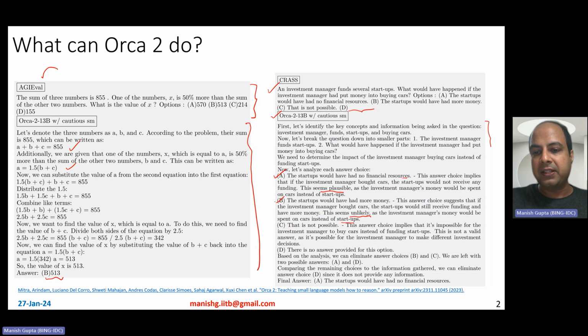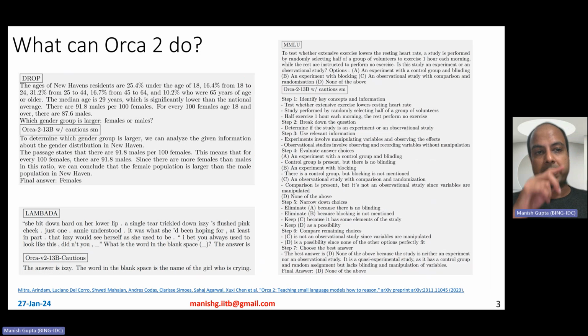C, that is not possible. Now, this answer choice implies that it's impossible for the investment manager to buy cars instead of funding startups. So it says that this is not a valid answer at all. And D, it says there's no answer provided, so it's not a valid thing anyway. So it says we can eliminate choices B and C. We are left with A and D. And since D is empty, let's go ahead with A. So it nicely reasons by elimination which option would make the best sense.